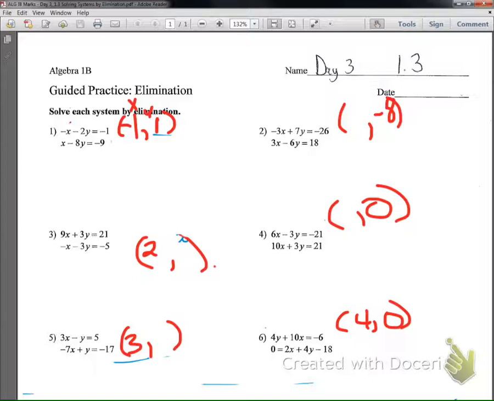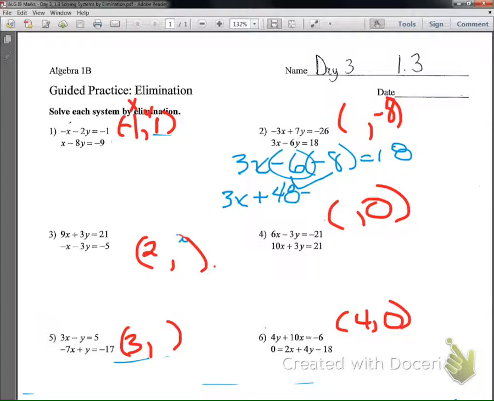Problem number 2, we have y is equal to negative 8. Take one of those equations and plug in that negative 8. I'm going to use the bottom one. 3x, but it doesn't matter which one, you should get the same answer when you're all said and done. So I'd have to multiply these two together. I'm going to also make sure when I multiply, I include that sign in front of it. So 3x, a negative times a negative is a positive. 48 equals 18.